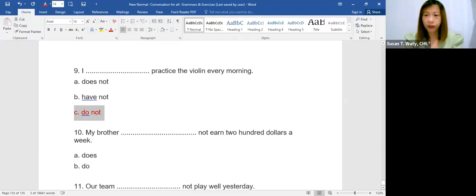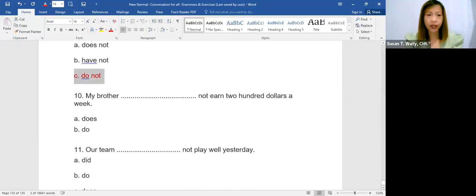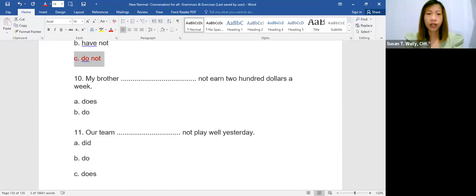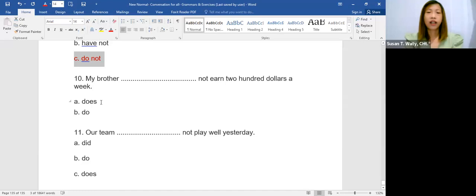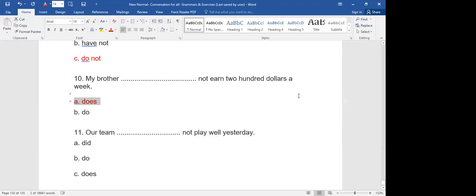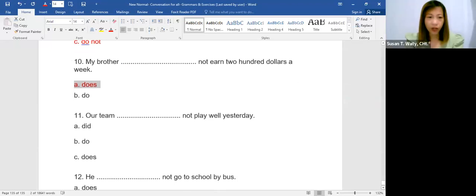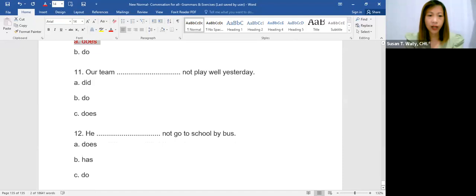Let's move on to number 10. My brother, blah blah blah, not earn $200 a week. I'll have Mr. Amin try number 10. My brother does not earn $200 a week. Okay, earn itu maksudnya make, mendapatkan. Yes, okay, perfect. Also one for Mr. Amin. I'll have you do number 11.